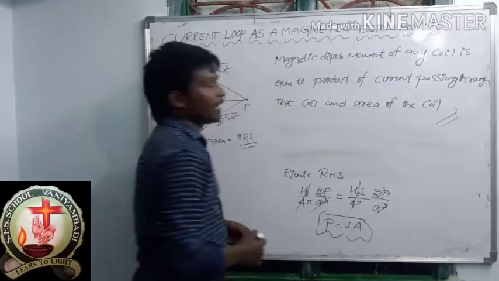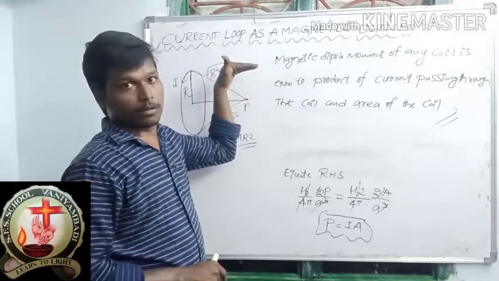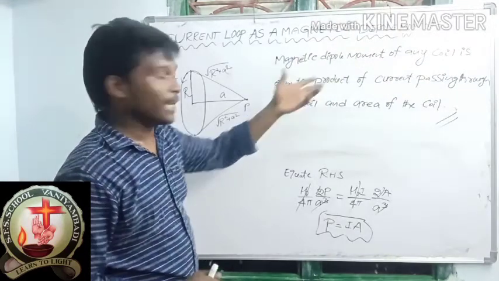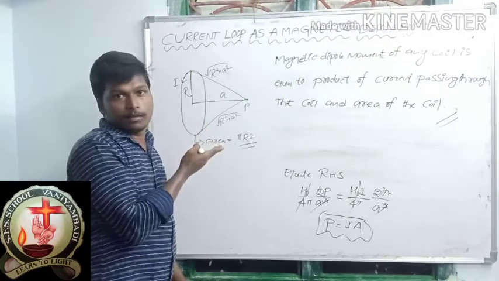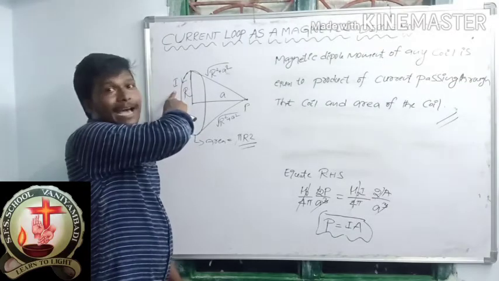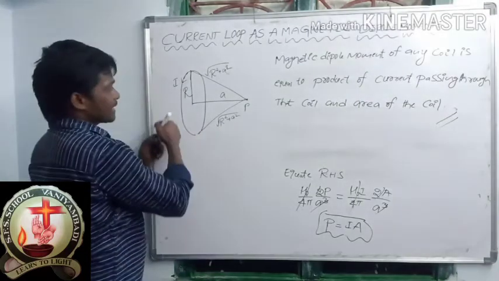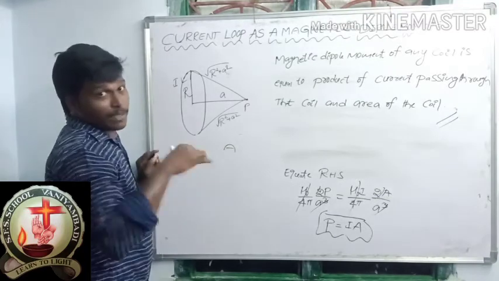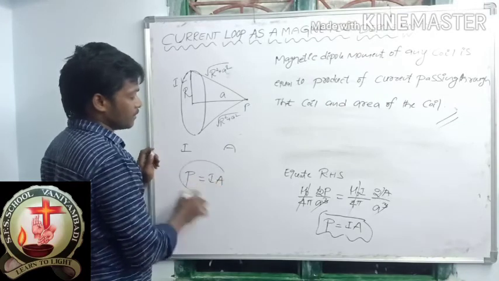This is the definition of the magnetic dipole moment of a current loop. How I wrote this based on this expression: simply, this is the circular coil. In this coil some amount of current is flowing. That current is I and the area of cross section is A. What is the magnetic dipole moment? P is equal to the product I A. Easy, no?